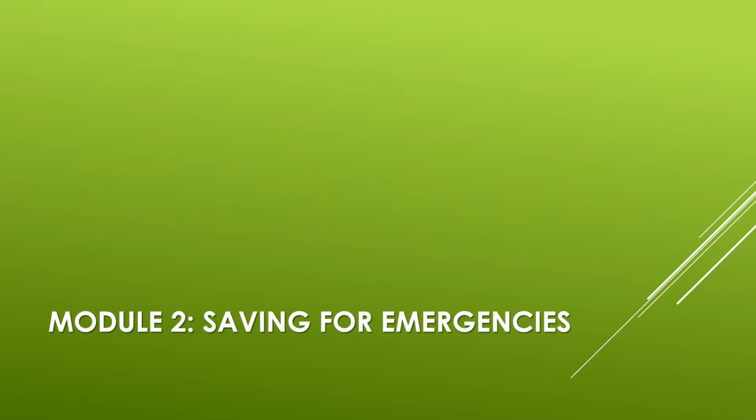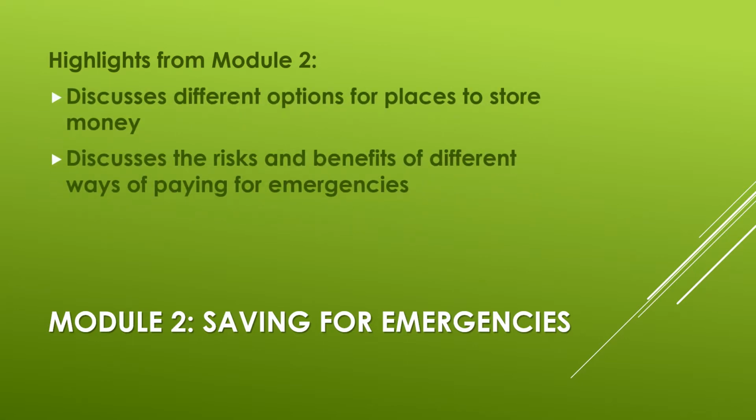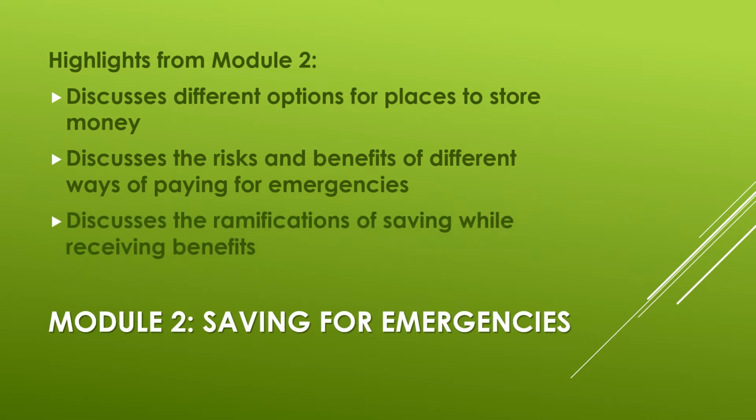Module 2 takes the idea of goal setting and expands it to saving intentionally for the unknown. In this class, consumers discuss different options for places to store money, the risks and benefits of different ways for paying for emergencies, and the ramifications of saving while receiving benefits. The tools in this unit are aimed at convincing consumers that the fly by the seat of your pants method of financial planning is not effective and is actually quite costly.